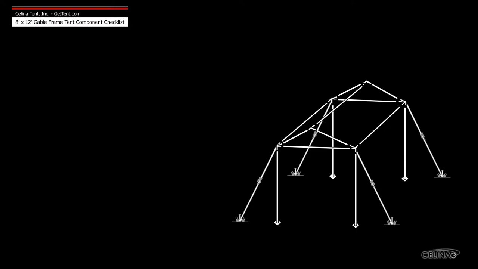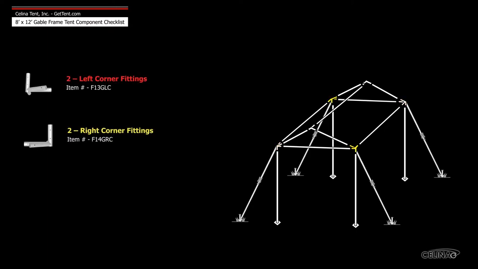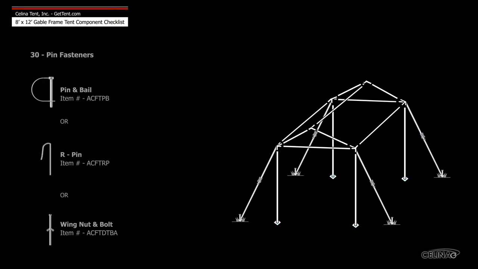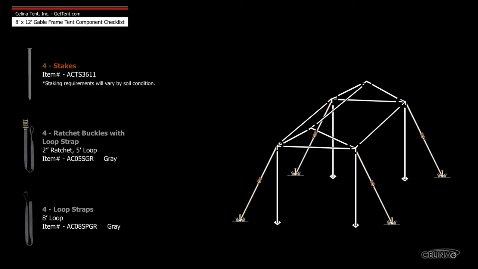Frame fittings include 2 gable left corner fittings, 2 gable right corner fittings, 2 gable three-way crowns, 4 base plates or feet, and 30 pin fasteners. A minimum of 4 stakes or anchors and ratchet assemblies are required per tent.